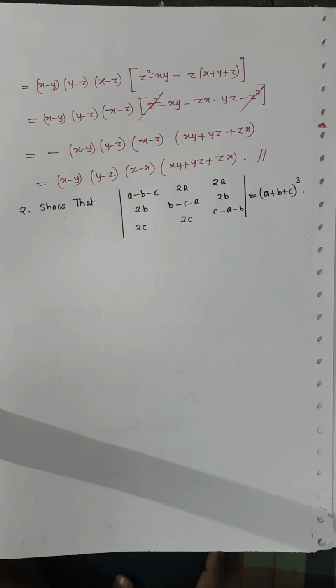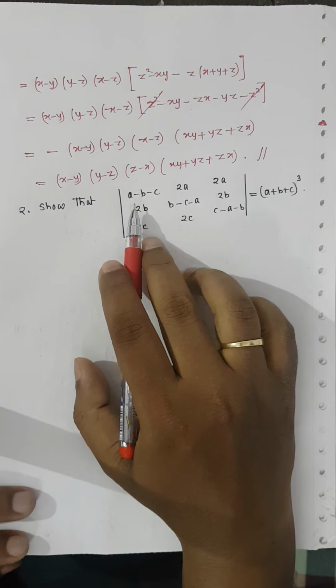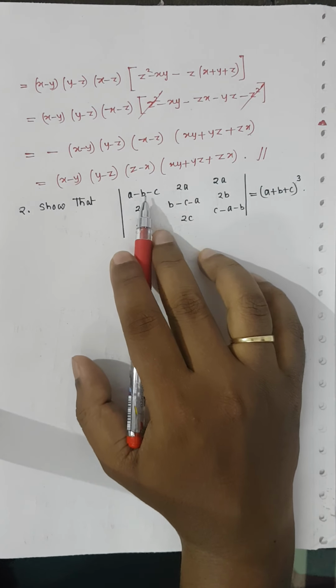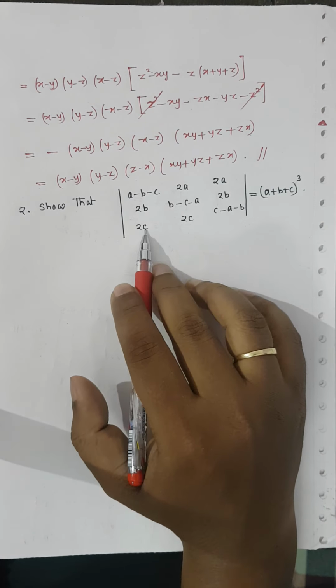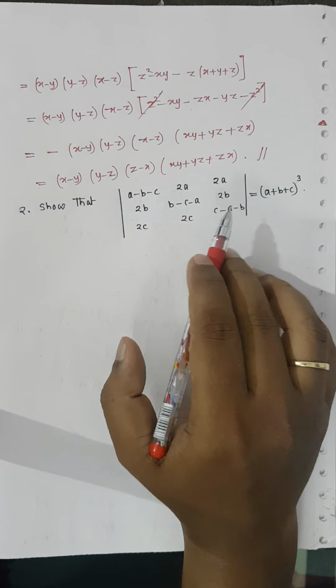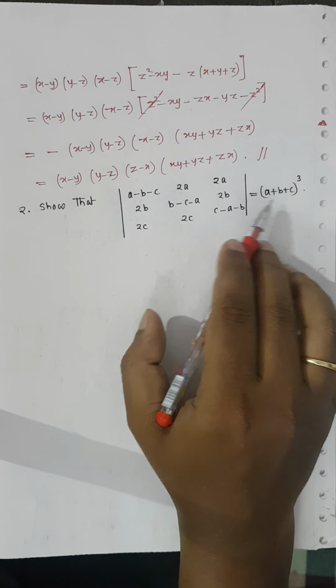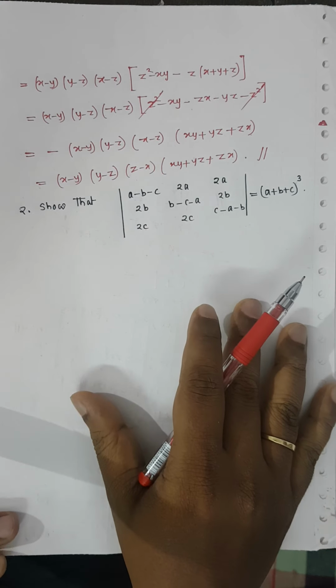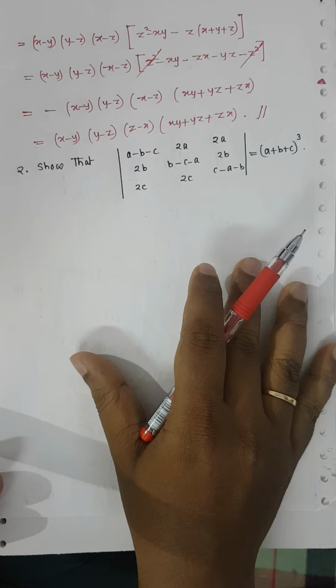Now it is question number 2. Show that the value of this determinant, with rows (a minus b minus c, 2b, 2c), (2a, b minus c minus a, 2c), (2a, 2b, c minus a minus b), is equal to (a plus b plus c) whole cube. So how to find this?